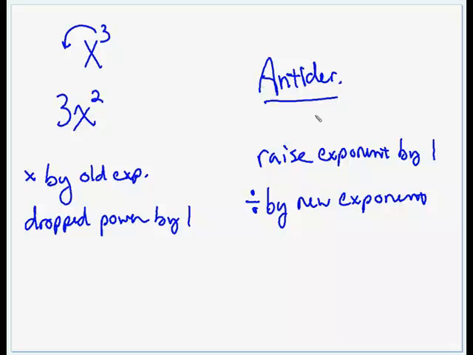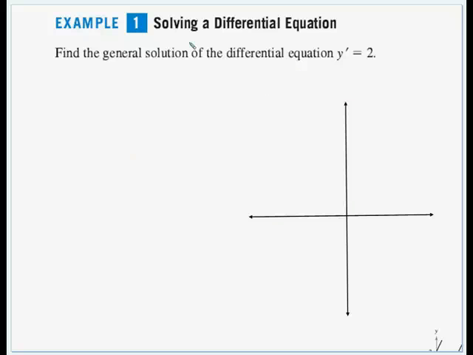So there's our derivative and antiderivative general idea. So to solve this differential equation, find the general solution to the differential equation y prime equals 2. And you might think there's no x there with a variable or an exponent to raise up by 1. But with a 2, we could tack on an x to the 0, and it's not going to change anything. Because no matter what x is, anything to the 0 power is 1, 2 times 1 is 2. So there is now a variable we can feel comfortable with.